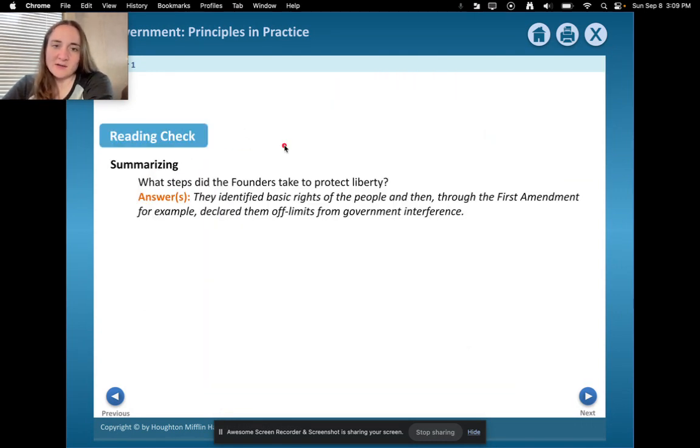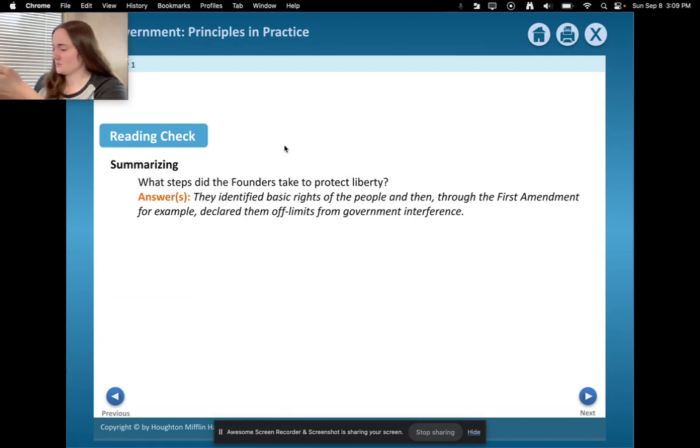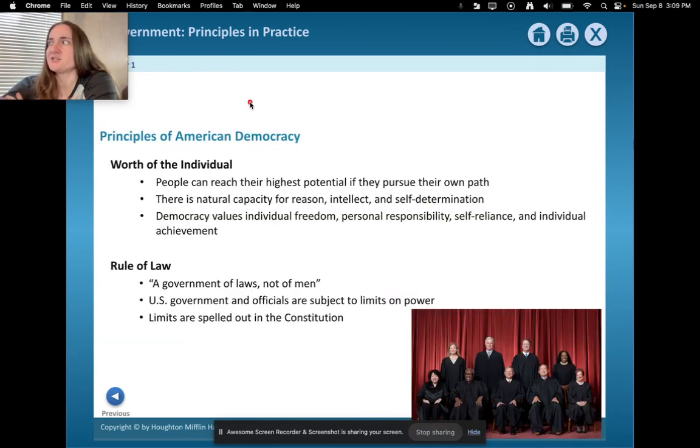So, what steps did the founders take to protect liberty? The answer would be they identified basic rights of the people, and then through the First Amendment, for example, declared them off limits from government interference. So, like the right of religion, the right to assemble, and the right of speech, or the freedom of speech. Those are some of the most important things that are the foundation of the United States, to be honest. Okay. There's also the worth of the individual.